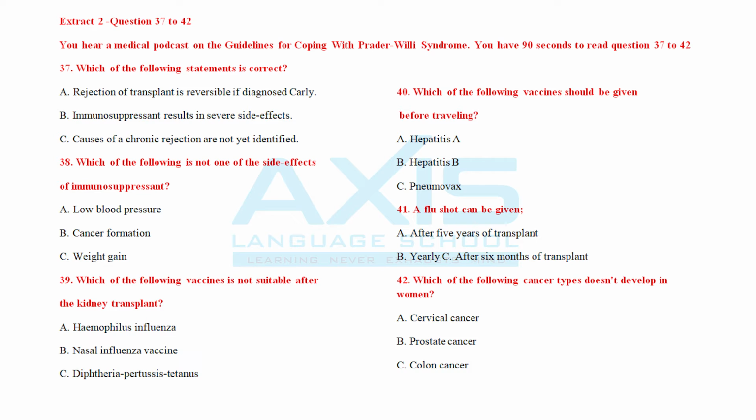Immunosuppressant or anti-rejection medicines decrease the natural immune response of the body to the new foreign organ. The medicines repress the immune system and prevent the body from rejecting the new organ. However, there are also chances of getting cervical, colon, and breast cancer in women and prostate and colon cancer in men.